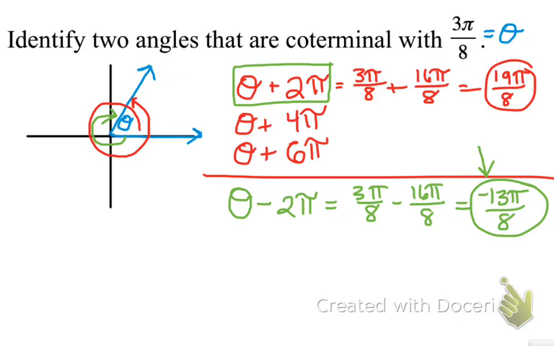And then finally, just like we could add 2 full rotations to our theta, we can do the same when we're subtracting. Instead of subtracting 2 pi, we can subtract 4 pi, or we can subtract 6 pi, or any full rotation we can subtract. So again, an infinite number of negative coterminal angles.